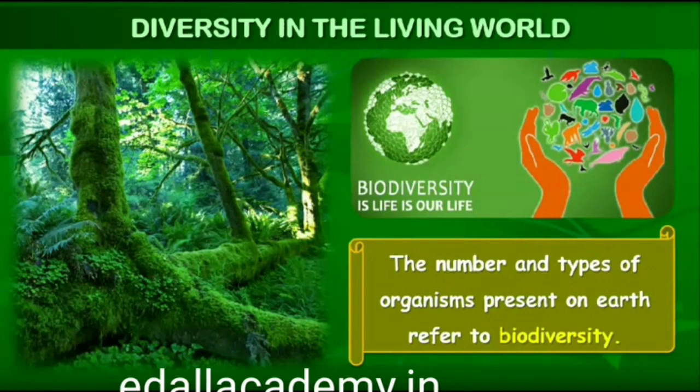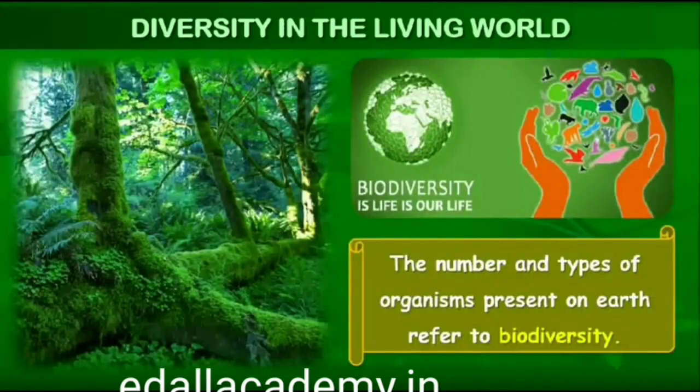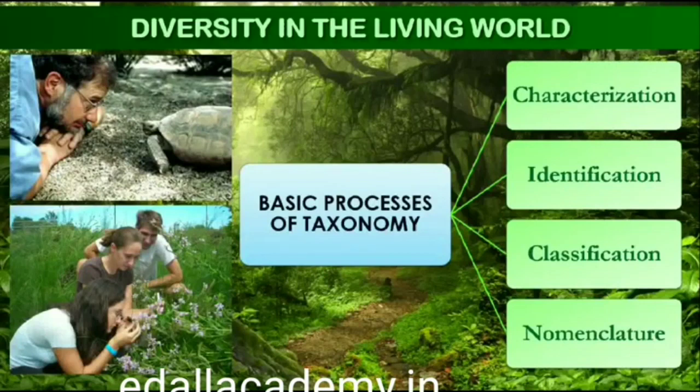Each different kind of plant, animal, or organism that you see represents a species. The number of species that are known and described range between 1.7 and 1.8 million. This refers to biodiversity, or the number and types of organisms present on Earth. We should remember here that as we explore new areas, and even old ones, new organisms are continuously being identified.